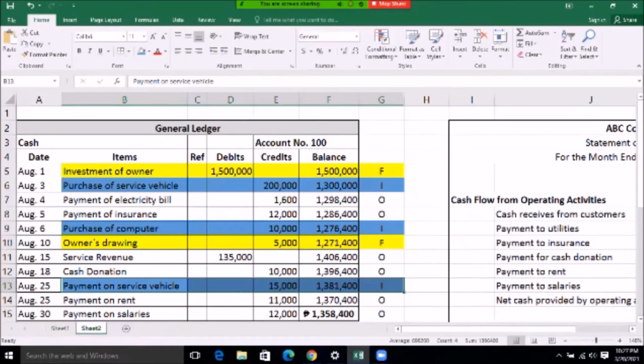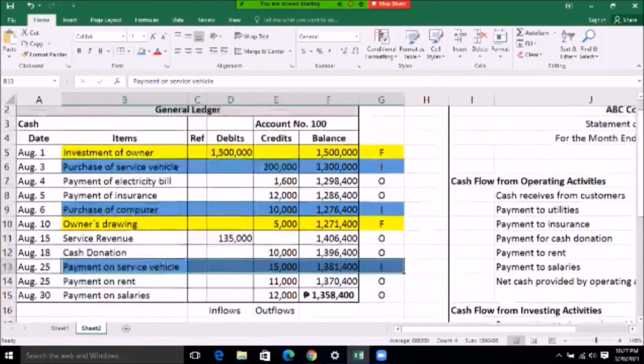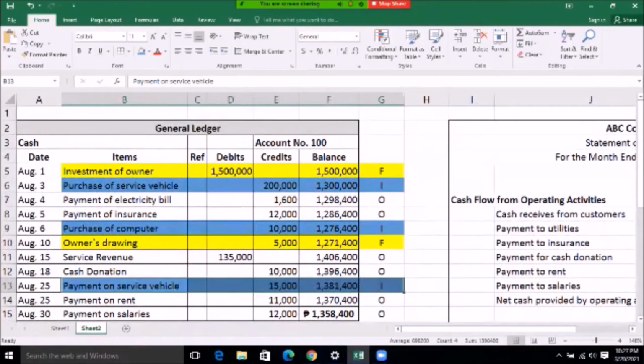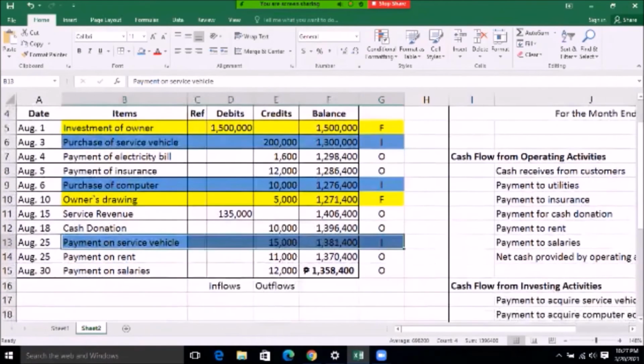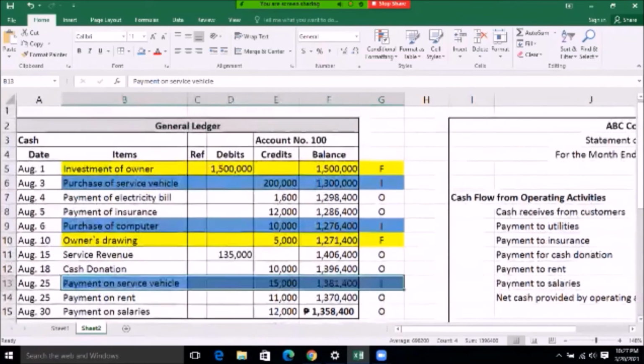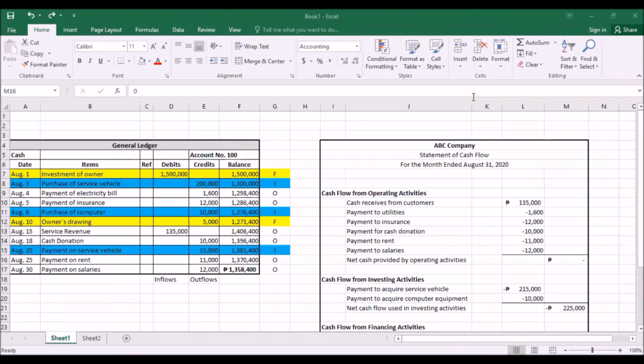And then, lahat naman po ng walang color considered na po as operating activities. So, one more thing po, para mas madali natin maintindihan lahat. Lahat po ng nasa debit side po na to, ito po ay ang mga inflows, and credits ay ang mga outflows sa statement of cash flows.